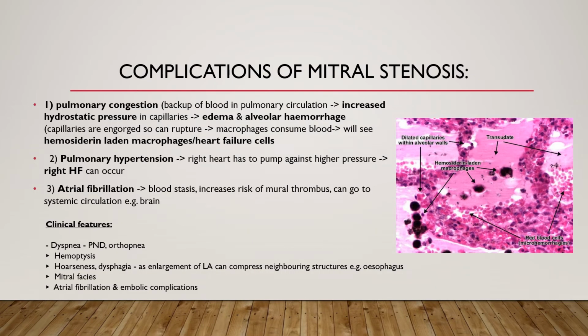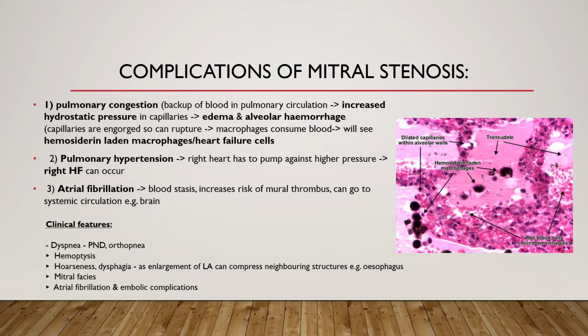So major complications of mitral stenosis, as we said, due to backflow of blood into the pulmonary circulation, can cause pulmonary congestion, leading to increased hydrostatic pressure in capillaries, causing edema and alveolar hemorrhage. You will see quite engorged capillaries, which can rupture. As they rupture, the macrophages come in and consume this blood. And so what's typical is that you will see hemosiderin-laden macrophages, or heart failure cells. It can also cause pulmonary hypertension, and that's because there's backflow of blood into the right side of the heart.